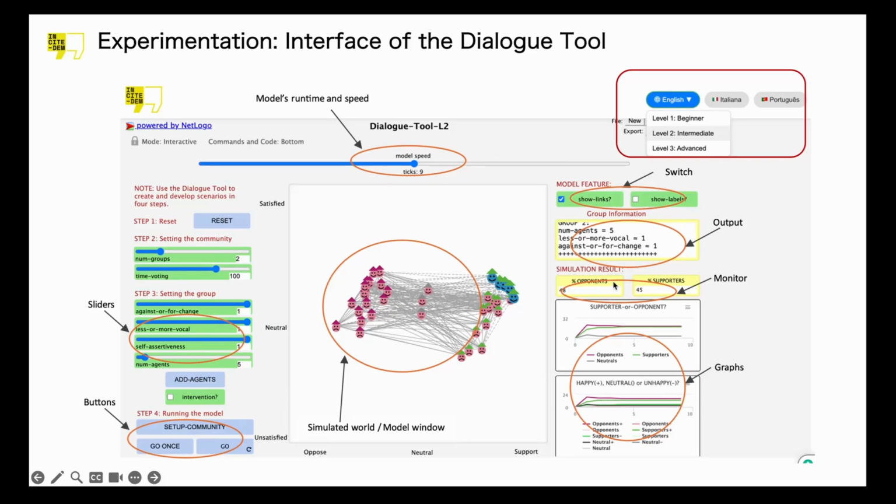And also for the simulation results, we provide a monitor. It's a real-time monitor. It shows the percentage of the opponents and the supporters, and also 2 graphs. The upper graph shows the numbers of the supporters and the opponents, and the lower graph shows supporters and opponents, but with emotional state. So they are happy supporters or unhappy supporters, or happy opponents or unhappy opponents. You can explore it later.